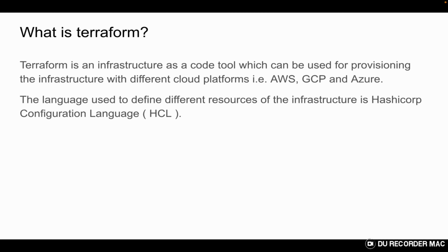So what's Terraform? Terraform is an infrastructure as code tool which can be used for provisioning infrastructure with different cloud platforms like AWS, GCP and Azure. It is cloud agnostic, so it works with all the cloud platforms, and the language which we use to define different resources of infrastructure is called HCL, which is HashiCorp Configuration Language. We'll see how this language looks and how we can use it to define different resources in your cloud platform.